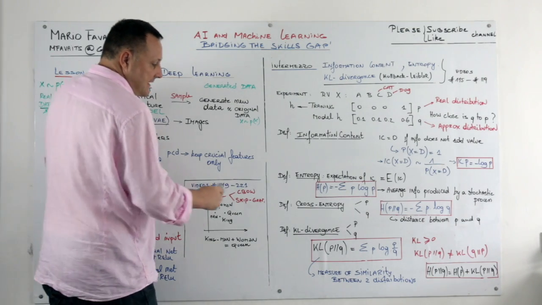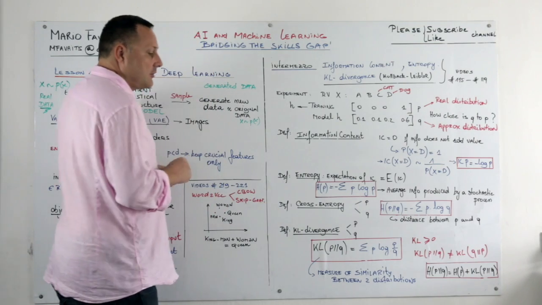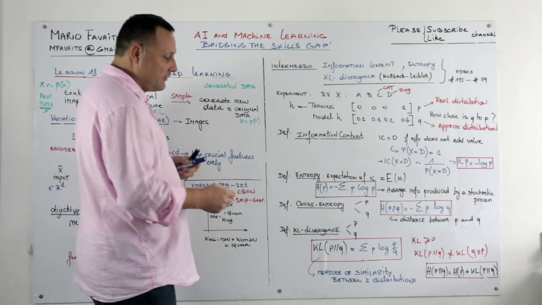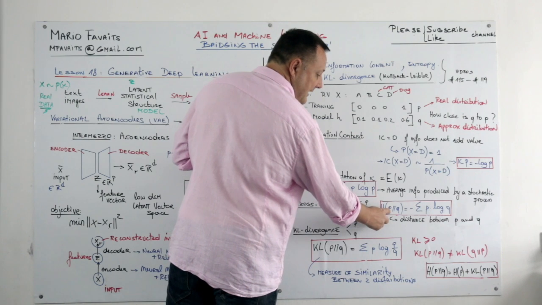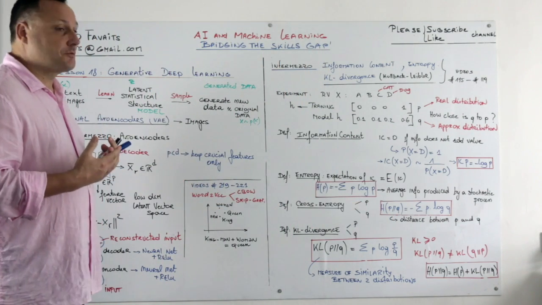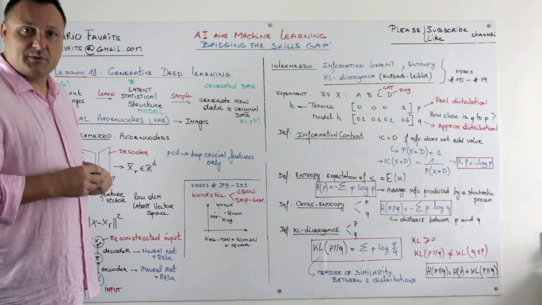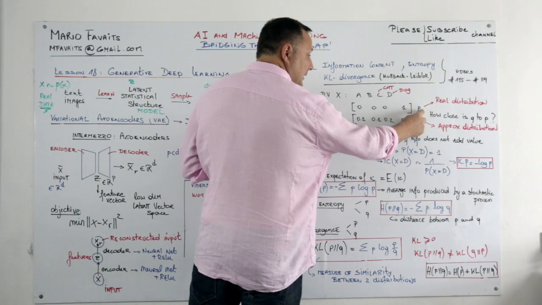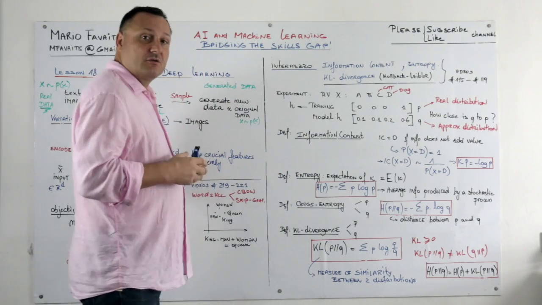Now we can go one step further and look at cross entropy. What is cross entropy? Well, we denote it by H, P, and then this symbol Q. And the cross entropy actually gives you the distance between two distributions, P and Q. So here you already compare the two distributions.